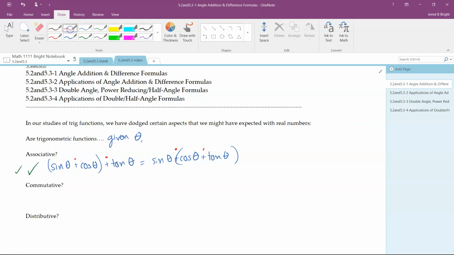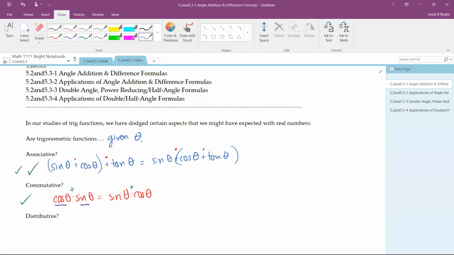Commutative, so this is something like if we have cosine of theta times sine of theta, is that equal to sine of theta times cosine of theta? That one, yep, that ends up working. And you can also do the same thing with addition. So if you have cosine theta plus sine theta, this works largely because we remember that cosine and sine output real numbers, and so you can add or multiply real numbers in either order.